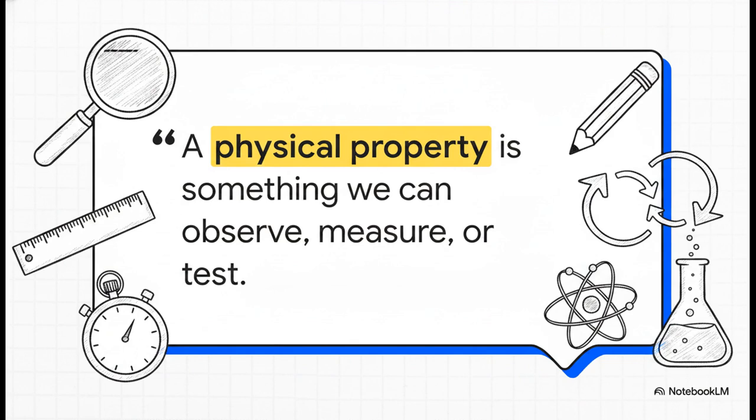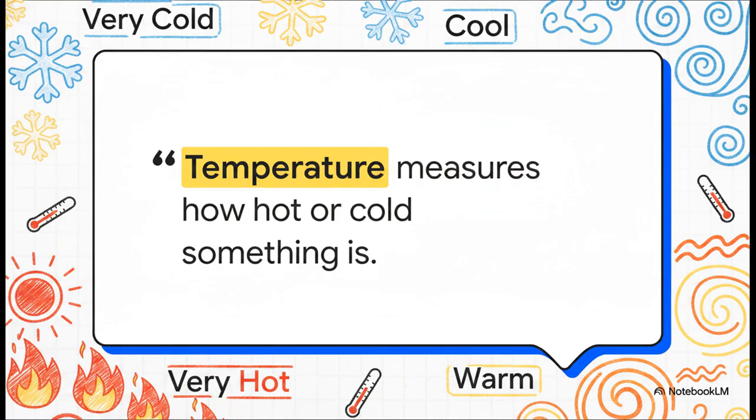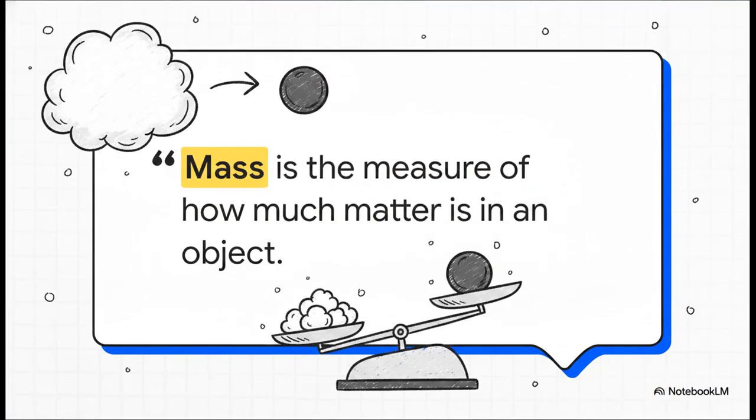Next up is physical property. You'll tell the class, a physical property is something we can observe, measure, or test about matter. Rally Robin with a pencil. For temperature, the script is, temperature measures how hot or cold something is. Corners activity. Very cold, cool, warm, very hot. Moving to mass, you'll say mass is the measure of how much matter is in an object. Timed pair share comparing cotton ball versus marble.